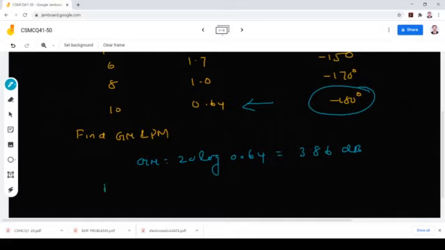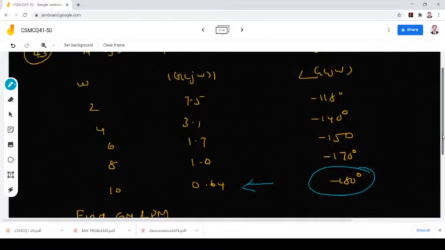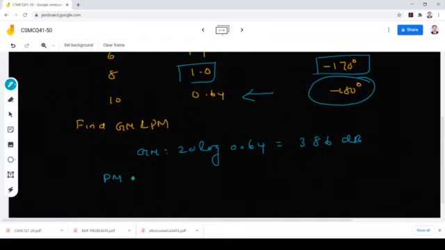So what about phase margin? Phase margin is the value of phase at gain equal to 1. When gain is equal to 1, what is phase? Minus 170 degree. So the phase margin equation is 180 degree plus phi GC, right? The phase at gain crossover frequency. Gain crossover frequency is the frequency at which gain is equal to 1. When gain is equal to 1, the phase is minus 170 degree. So phase margin is 10 degree.